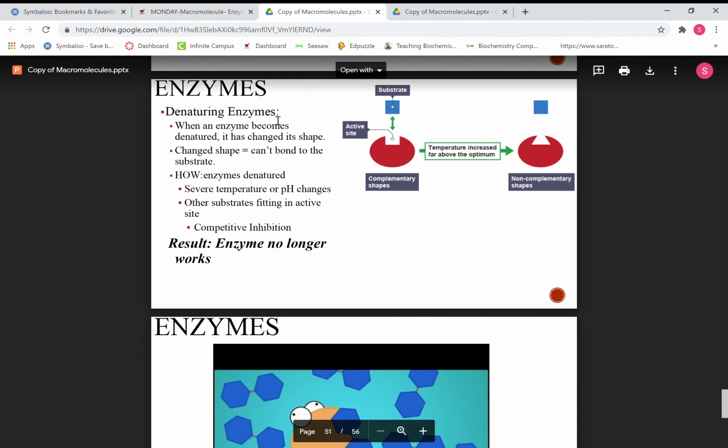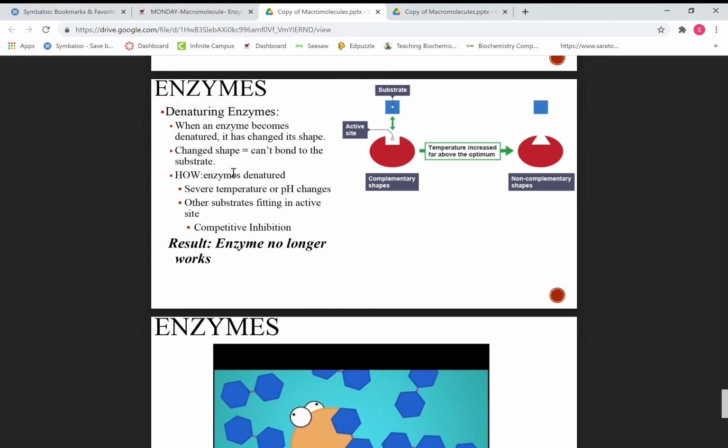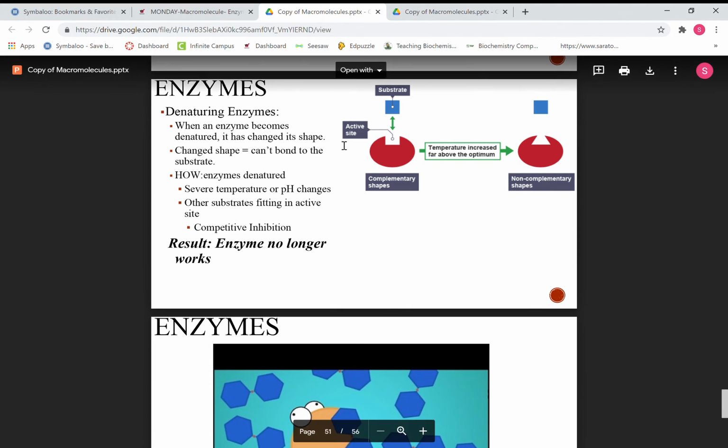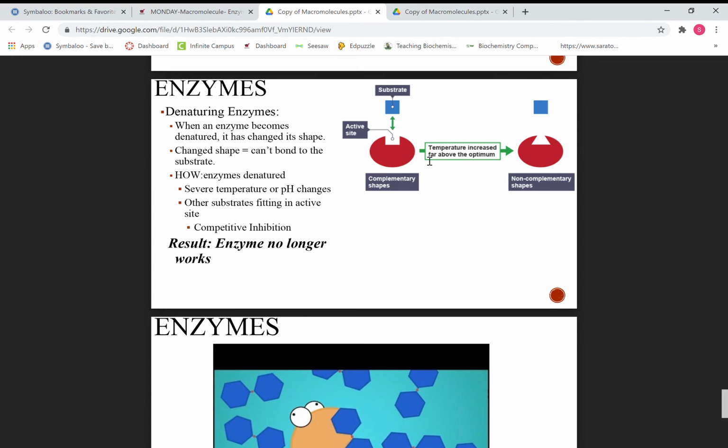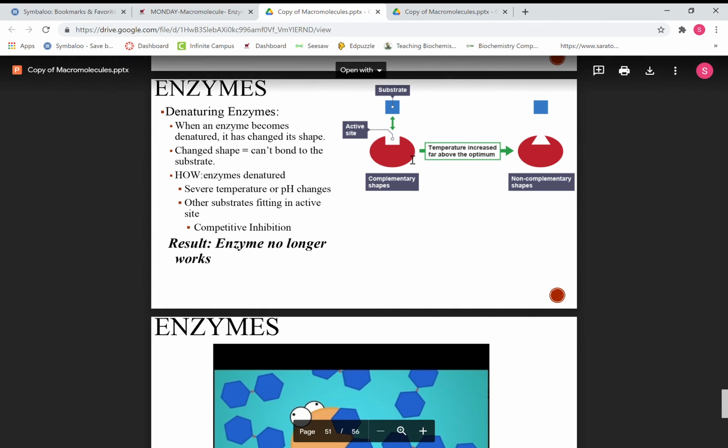Sometimes enzymes can be denatured. When an enzyme becomes denatured, it changes its shape. It can't bond to other substrates. It actually becomes kind of damaged, if you want to say. So they can't actually complete their job. So here's where it's going to show you. And usually it's because the temperature has been changed to cause something to happen. Denaturing usually can't be overcome. The enzyme is no longer working.